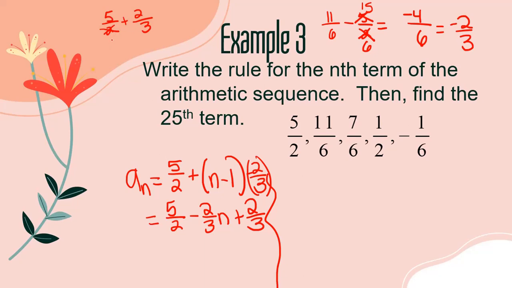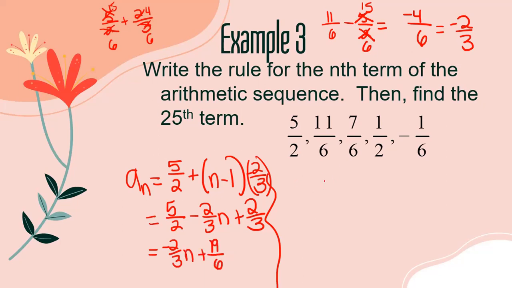Common base of 6. That's 15 over 6, and 4 over 6, so 19/6. So negative 2/3 n plus 19/6.